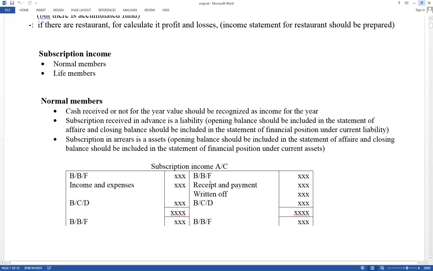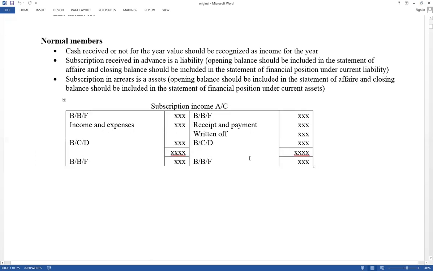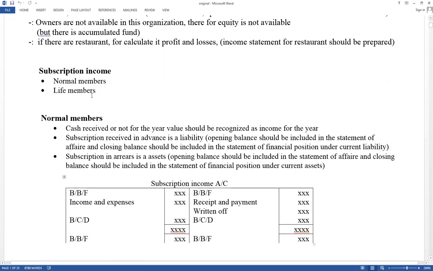Very important, membership fee, subscription income. Therefore, you have to know how to recognize subscription income. That is the main income of a not for profit making organization. There are two types of members available, normal members as well as life members.